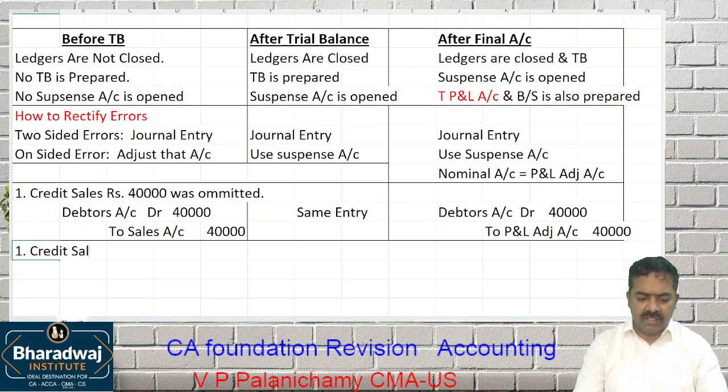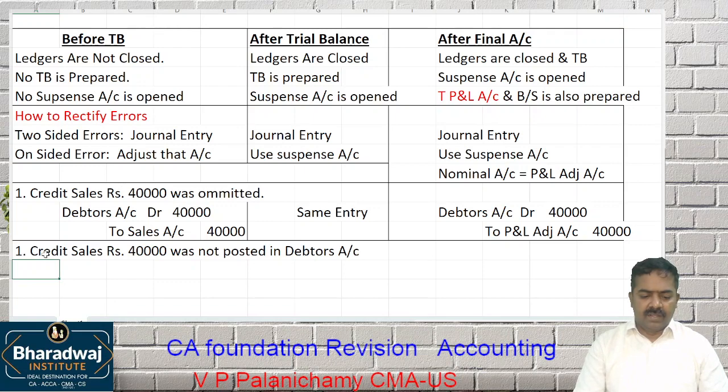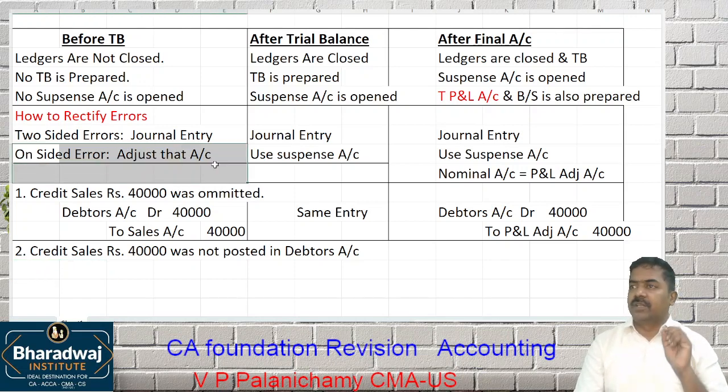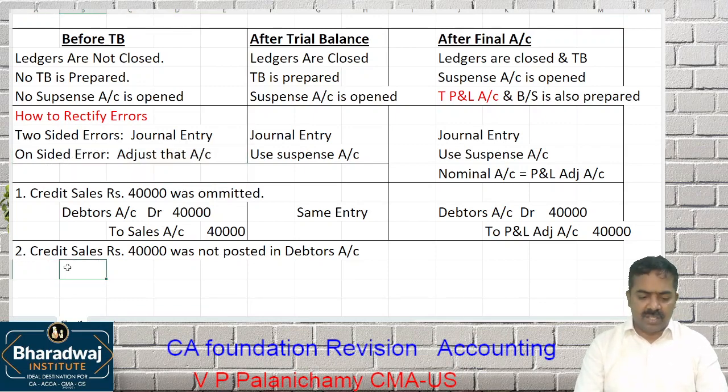If the same thing is given like this: credit sales rupees 40,000 was not posted in debtors account. Credit sales rupees 40,000 was not posted in which account? Debtors account. What will you do? Is it an error affecting 2 accounts or only 1 account? Debtors account. Debtor account should be debited. Debit rupees 40,000 in which account? Debtors account. That's it. Just adjust that account.